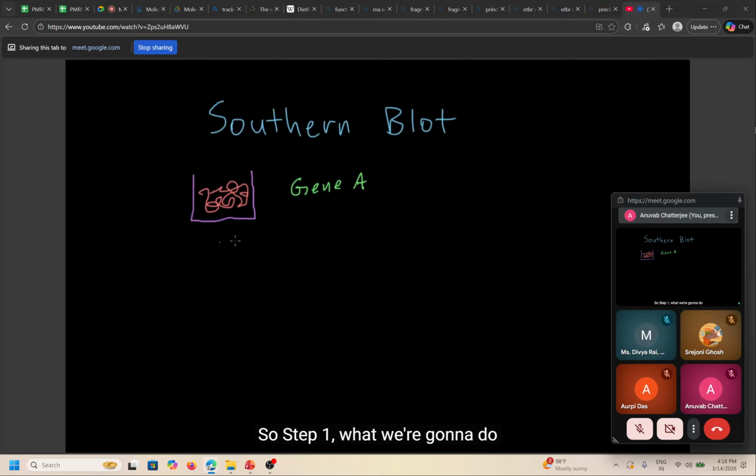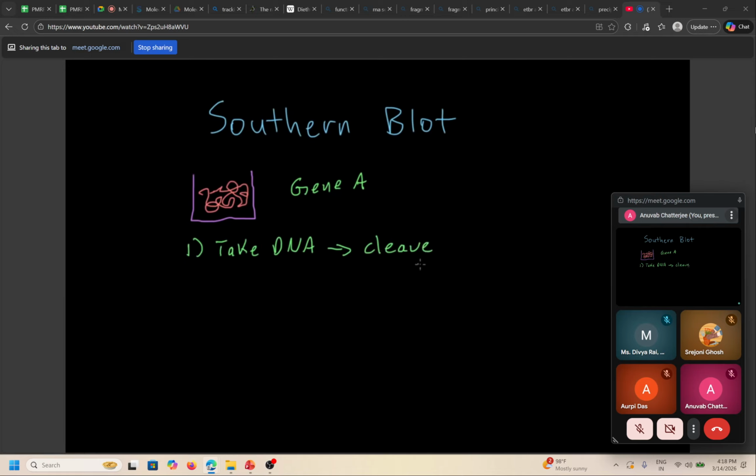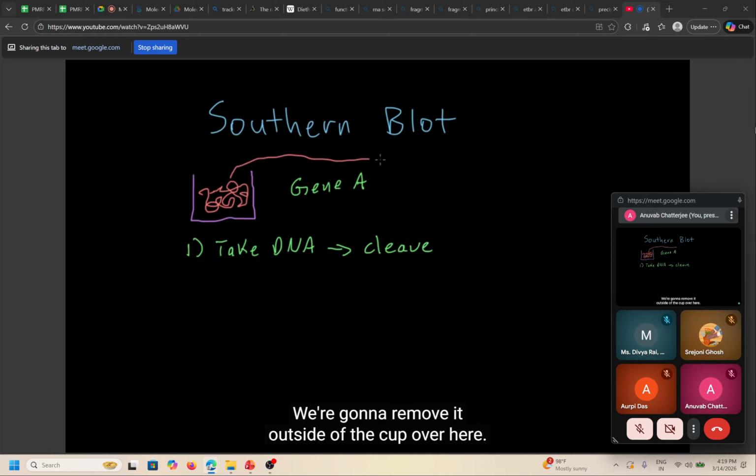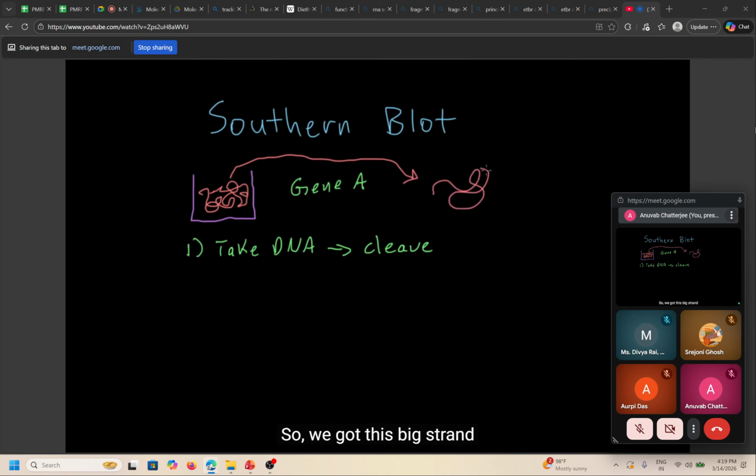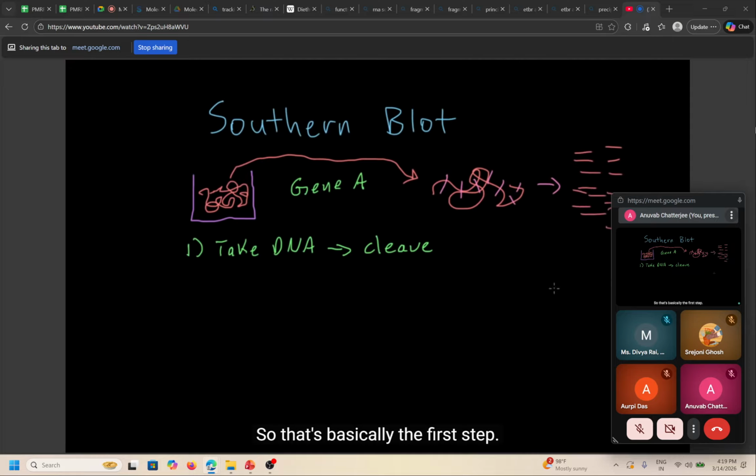So step one, what we're going to do is we're going to take this DNA and we're going to cleave it. So take the DNA and cleave it. So let me draw that out. So we're going to take this big old strand, we're going to remove it outside of the cup over here. So we've got this big strand, and we're going to cut it up. We're going to expose it to enzymes that will basically cleave the DNA in a whole bunch of different parts. And that'll result in lots of these smaller pieces of DNA. And so that's basically the first step. So we've got a bunch of small little pieces of DNA.